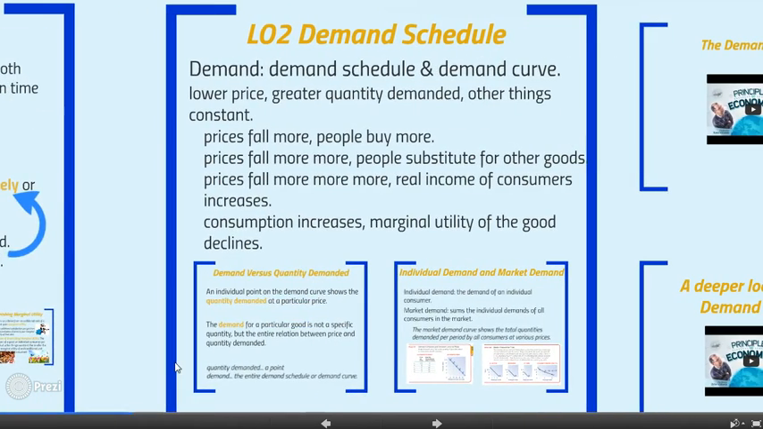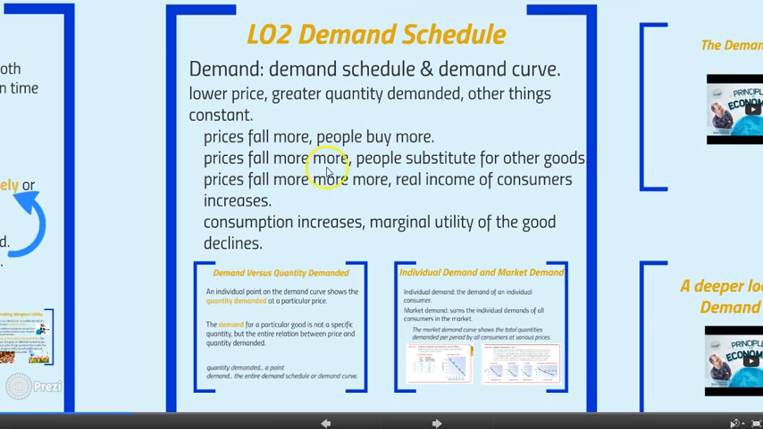Demand schedule. So demand, which is demand schedule and demand curve. Lower price, greater quantity demanded, other things constant. If prices fall more, people buy more. If prices fall more, people start substituting for other goods. If you just think pizza, if prices fall on pizza, people might buy more pizza.